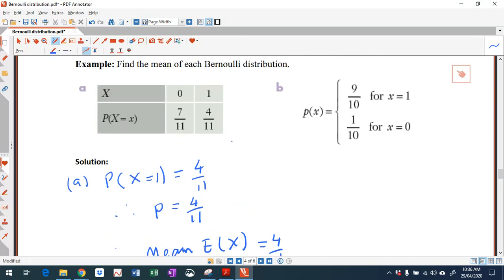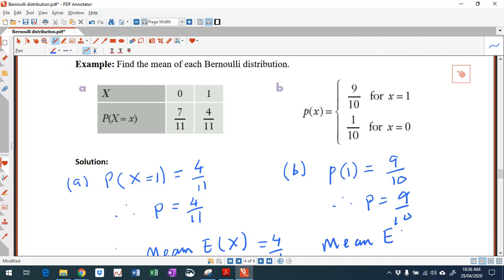Next one, part B. Now, we've got P of 1 is 9/10. Therefore, p is equal to 9/10. So the mean or the expected value is equal to 9/10. And you could go just straight to that last line there.